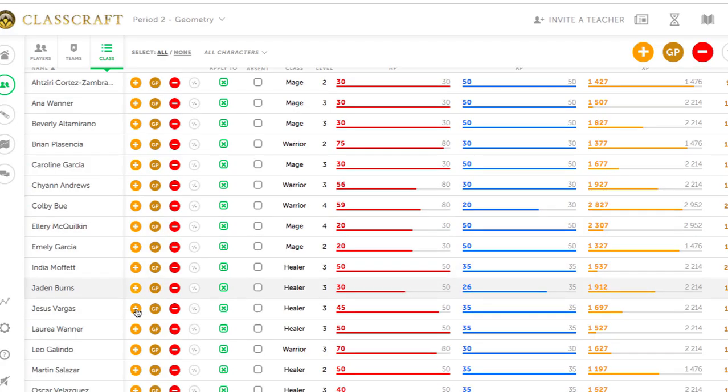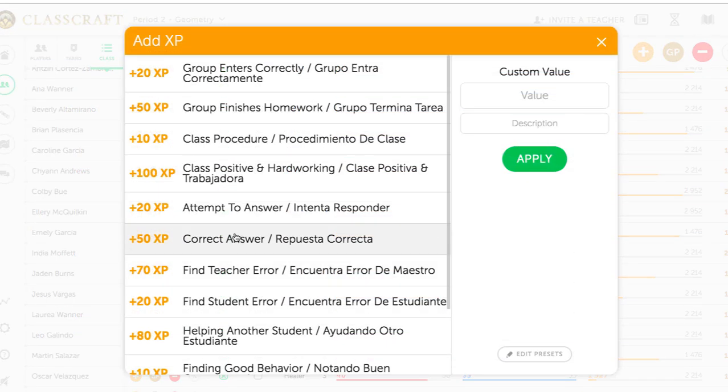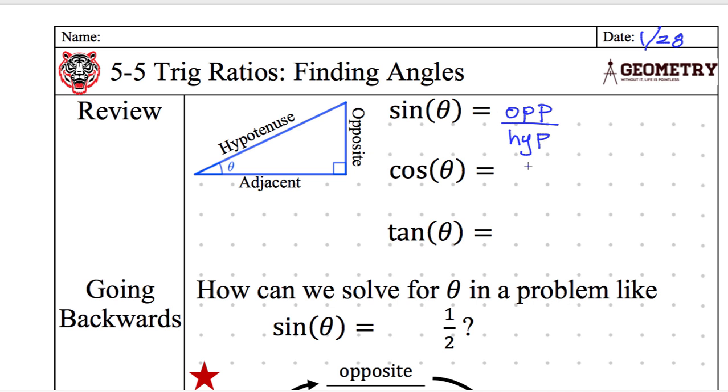And then Martine participated for our warm-up. Thank you, Martine. Now everyone's up to date. You can turn in your card. Thank you, Cheyenne.